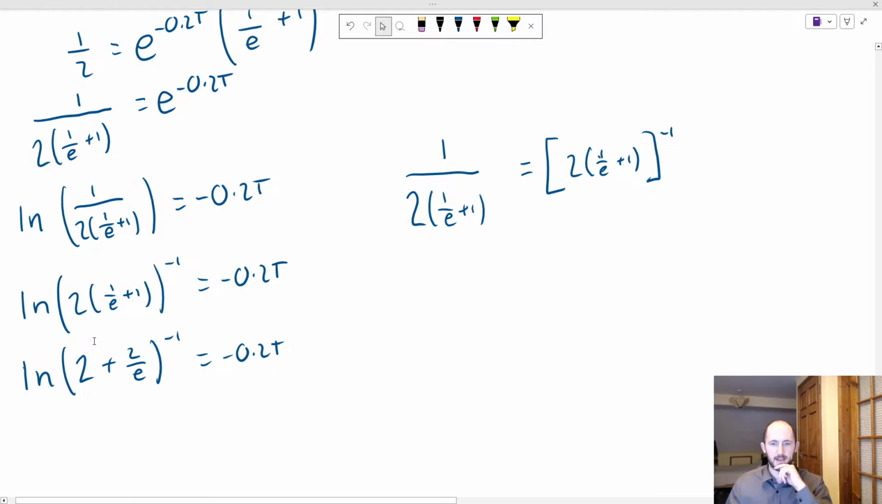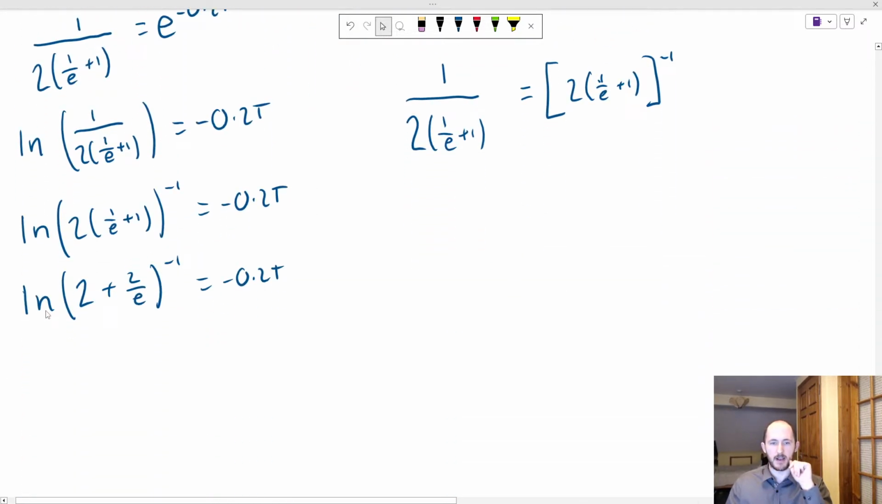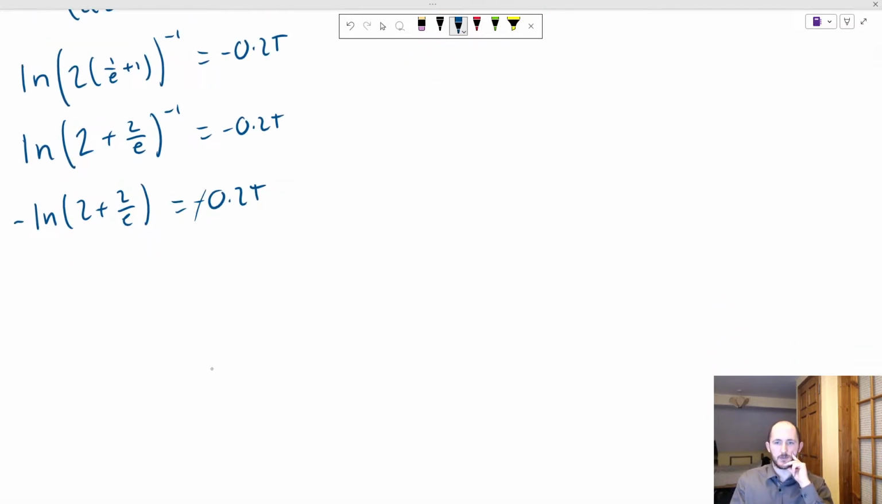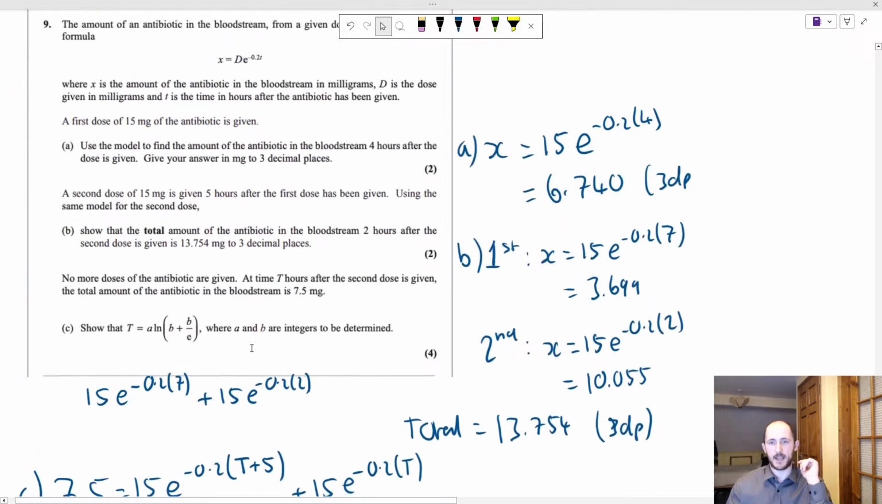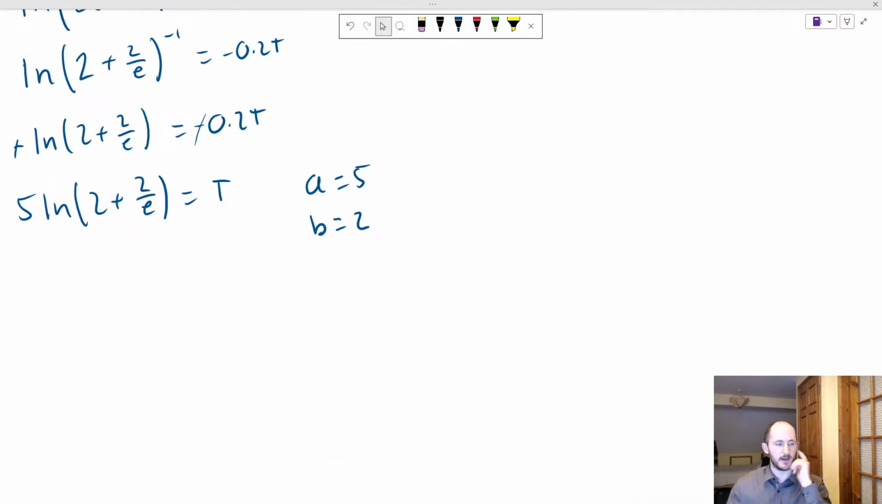If you look at this inside the bracket, b plus b over e, b is 2. Using the power law, we're going to bring the minus to the front. Divide both sides by negative 0.2, so the negatives will cancel. That brings me to 5 ln 2 plus 2 over e equals t. So a was 5 and b is 2. They're both integers and b is the same in both cases. Cowabunga.